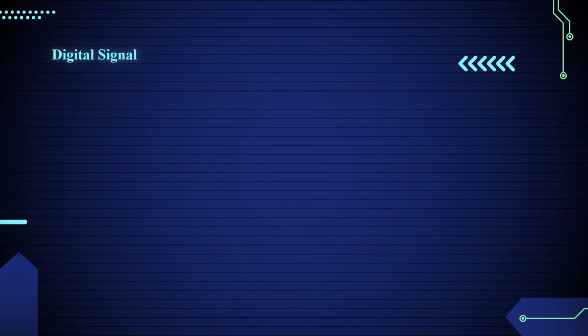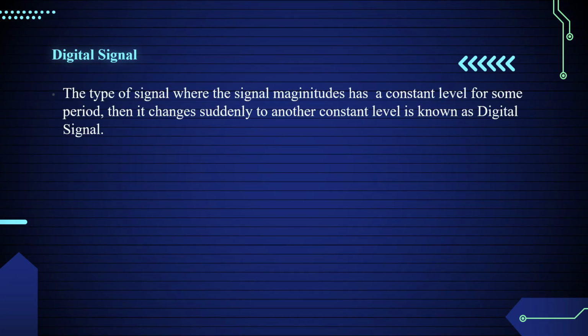After this, we will see digital signals. The type of signal where the signal magnitude has a constant level for some period, then it changes suddenly to another constant level is known as digital signal. We can also say that a signal which is discrete function of time, which means a signal which is non-continuous signal, is known as digital signal.